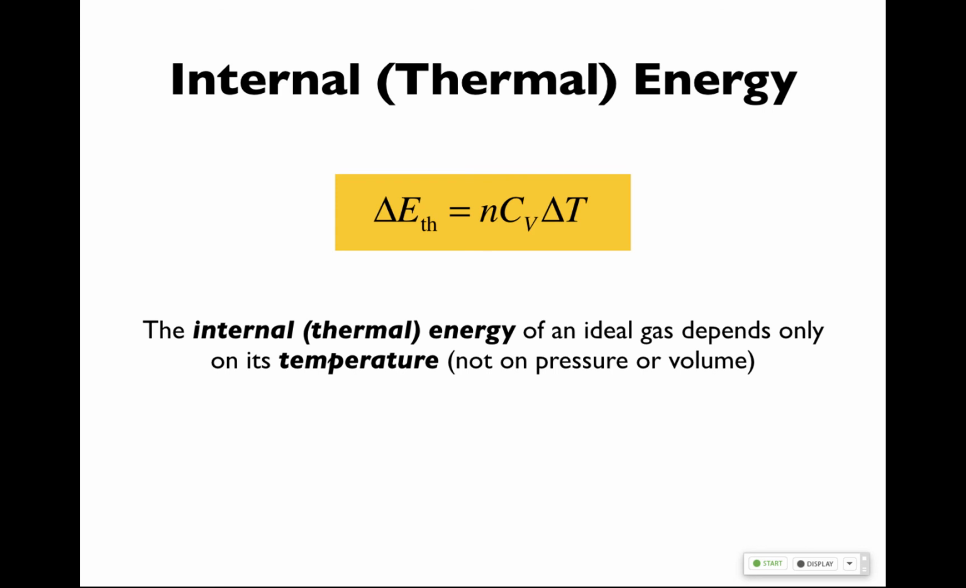Remember, this term is true for Q for an isochoric process. But for an isochoric process, work is 0. So this is true for E thermal and for Q for an isochoric process. For an isothermal process, this is true for E thermal but not for Q. For an isobaric process, this is true for E thermal but not for Q. So this is always true for your change in thermal energy, but it's not always true for your heat. Okay?